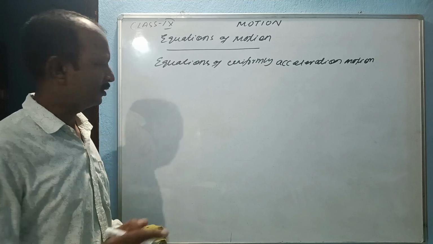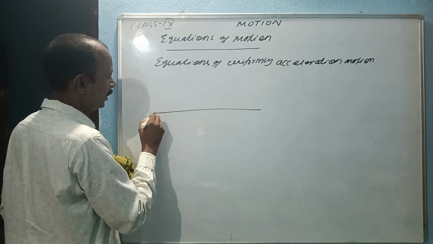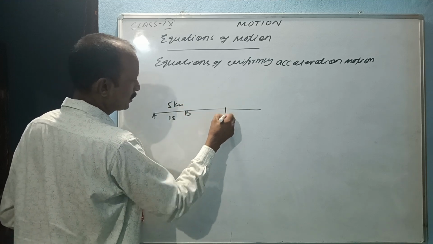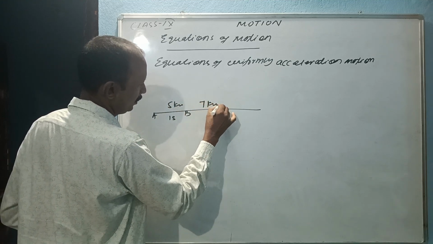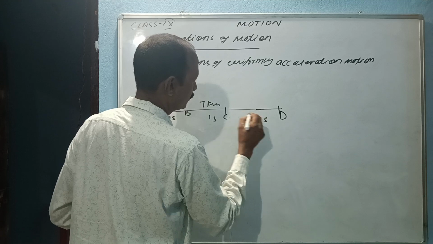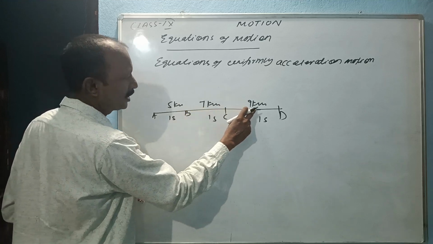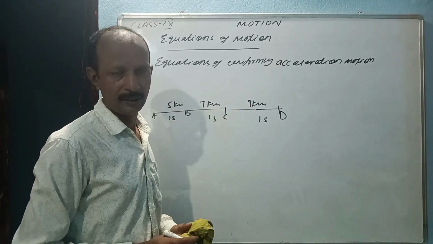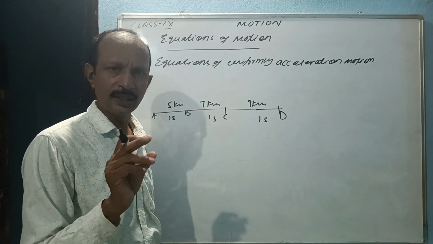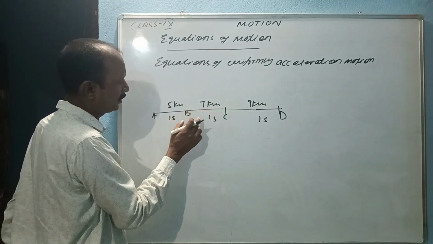Uniformly accelerated motion means suppose a body is moving from A to B in 1 second 5 kilometer, B to C in 1 second 7 kilometer, C to D that is also 1 second 9 kilometer. That means its velocity is changing uniformly. A body is said to be in uniform acceleration if it undergoes equal changes in velocity in equal successive intervals of time. You see that equal changes in velocity.